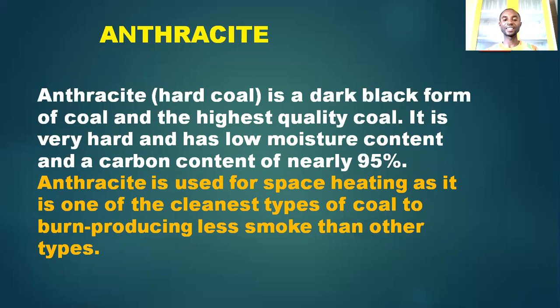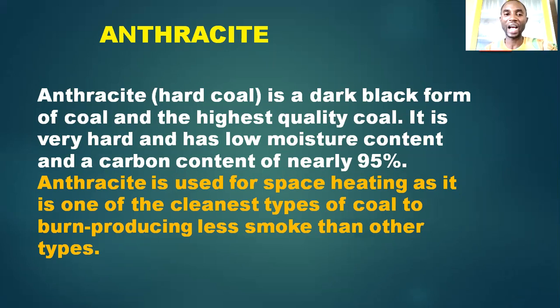Anthracite is used for space heating, as it is one of the cleanest types of coal to burn, producing less smoke than other types. Of course, it is the hardest quality, a dark black form, and it has the highest carbon content, 95%. And when it burns, it produces less smoke than other types. So these are the 4 types of coal we have, and we have looked at them.